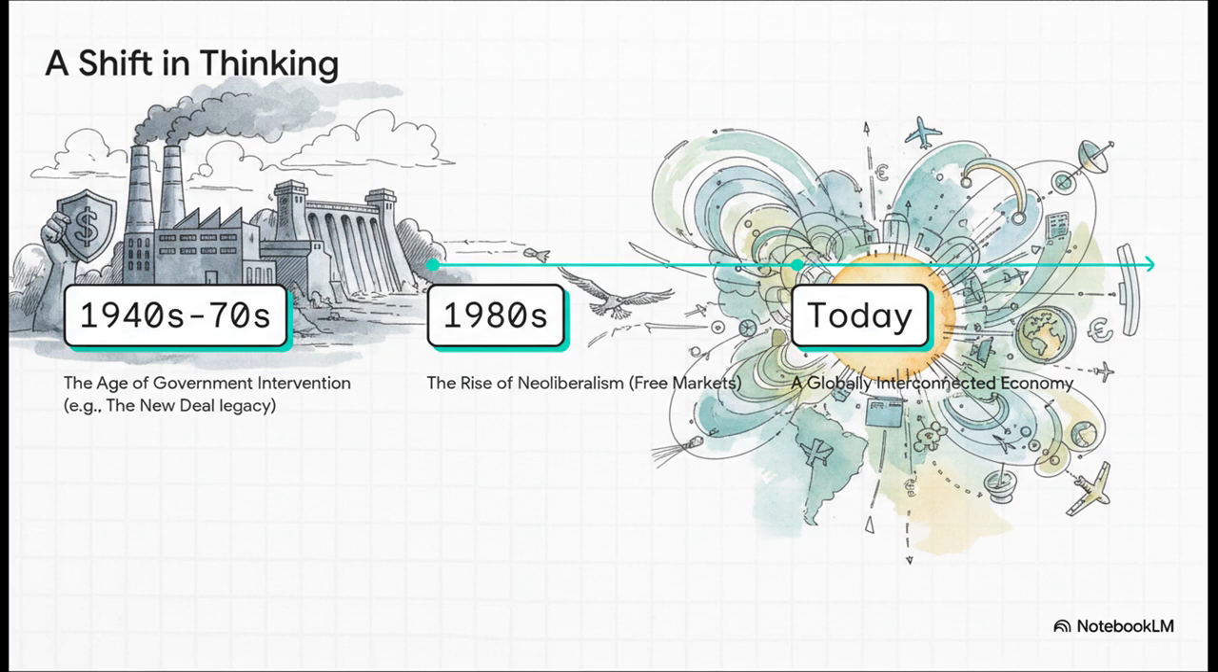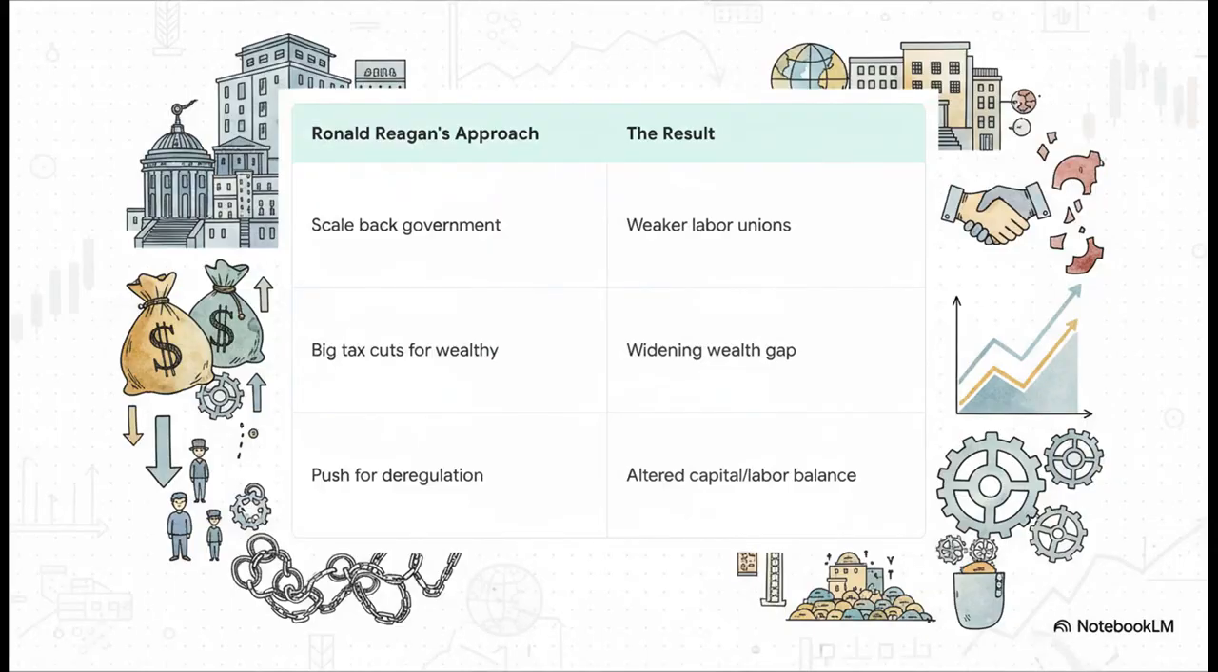But then, right around the 1980s, this whole new idea started to take over. What if we stepped back? What if we let the free market take the lead? So in the US, you had leaders like Ronald Reagan who really championed this shift. The idea was pretty straightforward. Scale back the government's role through deregulation and some pretty big tax cuts.